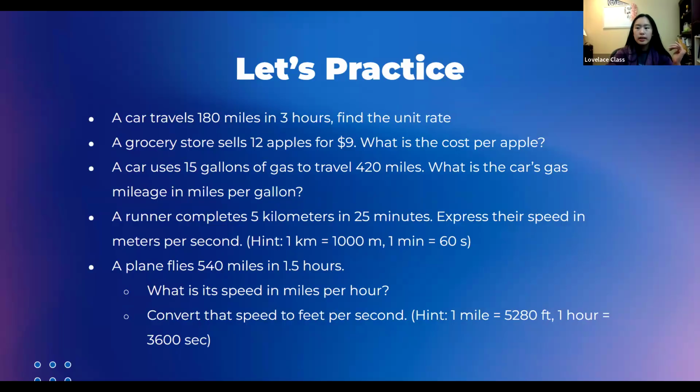Another thing is, since we're dealing with rates right now, make sure you add your units. For the first one, we can say that the units are miles per hour. So if you give me an answer, I don't want to see just a number. Put units there, because we're dealing with rates.